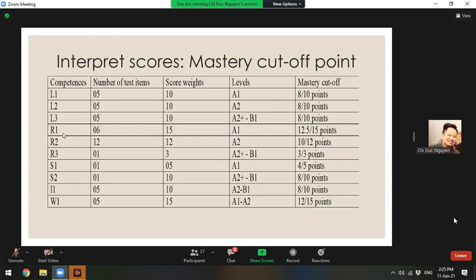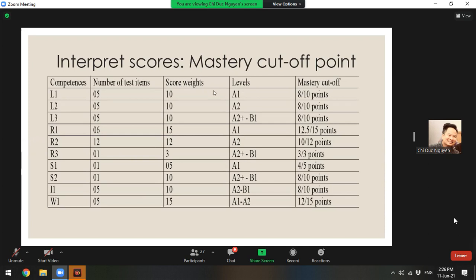Like in this case over here, we have a range of competences. We have 3 competences for listening. We have another 3 competences for reading. We have 2 competences for speaking. We have 1 competence for interaction and another competence for writing. And here is going to be the maximum score.